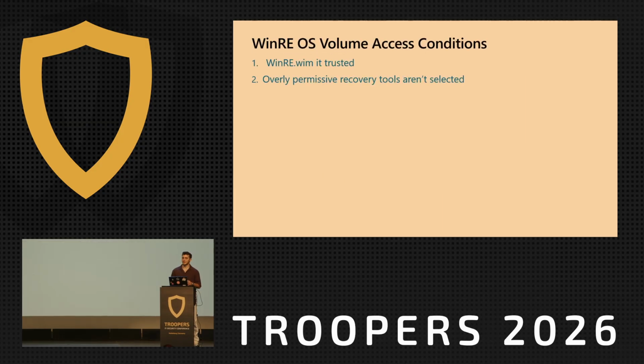So WinRE's access to the BitLocker protected OS volume is gated by two conditions. One is about the integrity of the recovery environment itself, and the other is about which recovery tools are allowed to run once inside of WinRE. So let's walk through how each of these conditions is enforced.